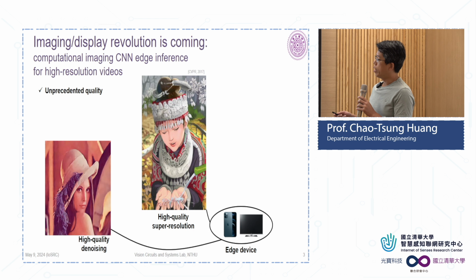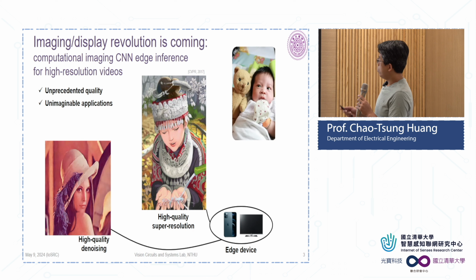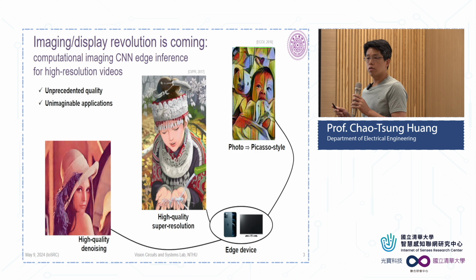And more than this, we can have unimaginable applications by using CNNs. For example, if you have a photo of your kid and you think he is not cute enough, okay, then you can convert this photo into Picasso style. This is so-called style transfer.